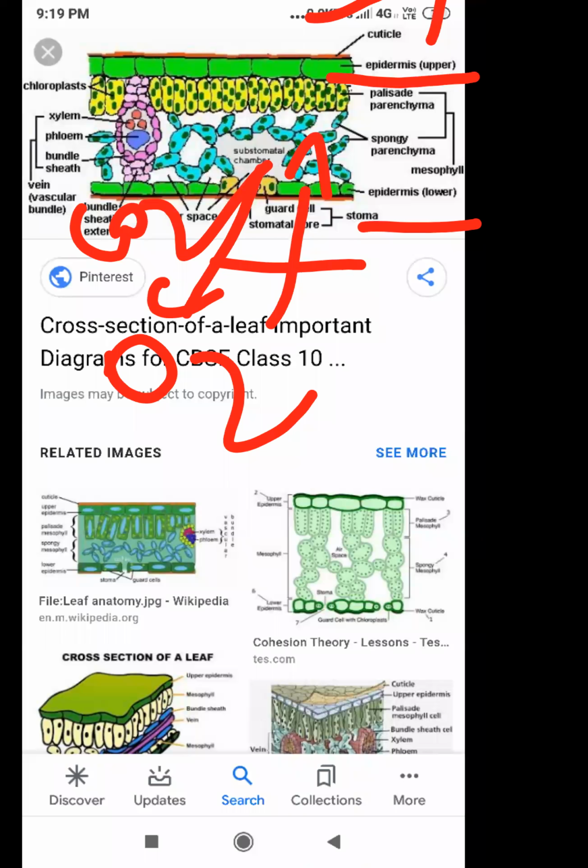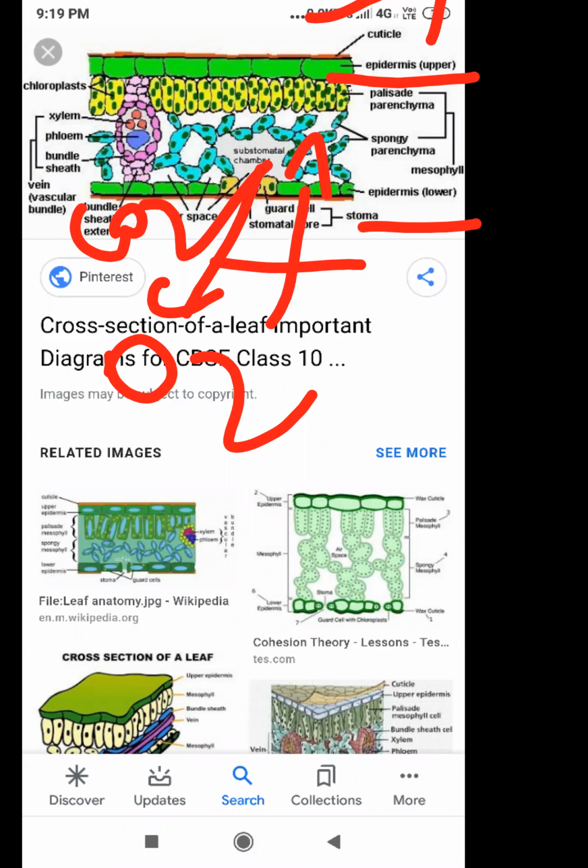Next, we have the mesophyll. The middle layer of the leaf is called the mesophyll. The mesophyll has two parts: palisade parenchyma and spongy parenchyma. You learned about palisade parenchyma in your ninth class. It is a ground tissue that forms the bulk of the plant. The palisade parenchyma is closely packed and is responsible for photosynthesis.